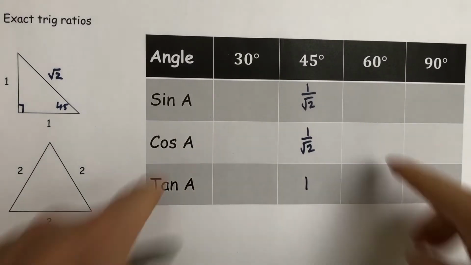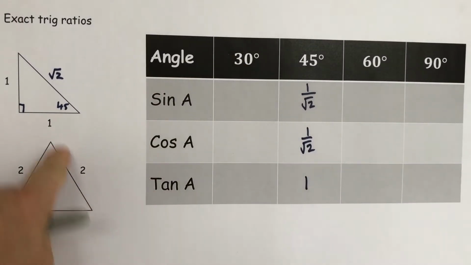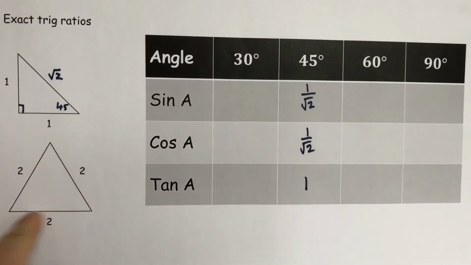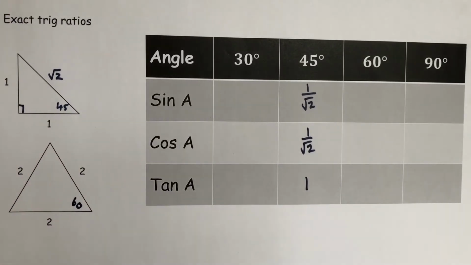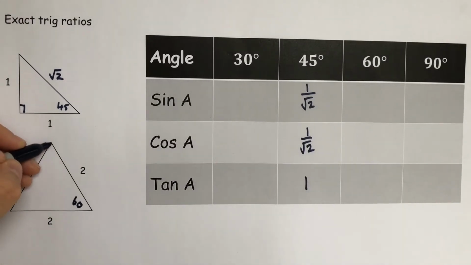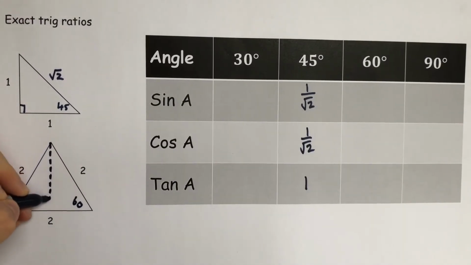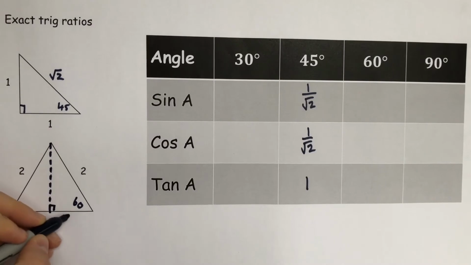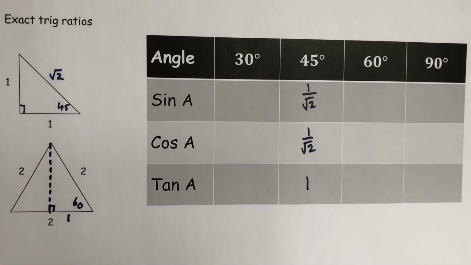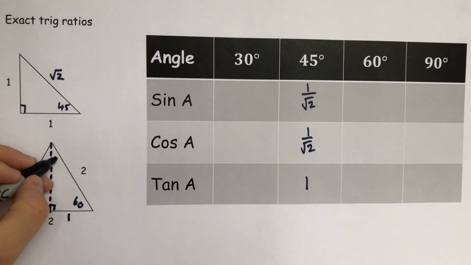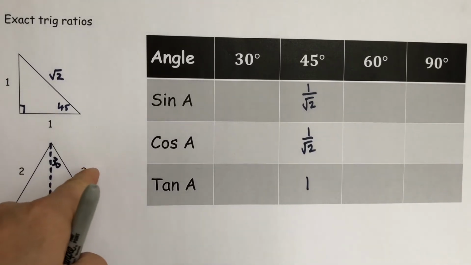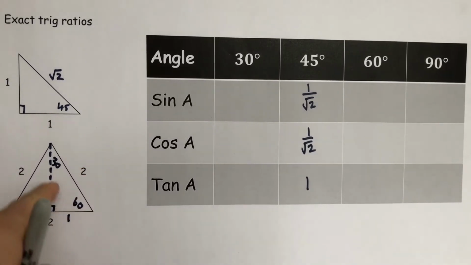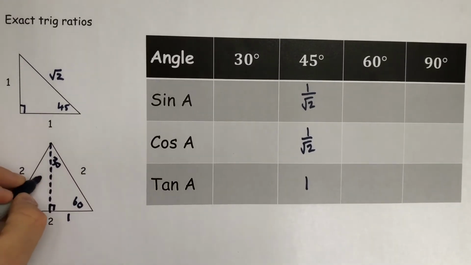Now the other two here come from an equilateral triangle, because the equilateral triangle has all angles at 60 degrees. However, if I drop a perpendicular down there, that makes that side 1. That makes that angle up there 30. And using Pythagoras' theorem, 2 squared is 4, 1 squared is 1. So this side is 4, take the 1, 3, so square root of 3.